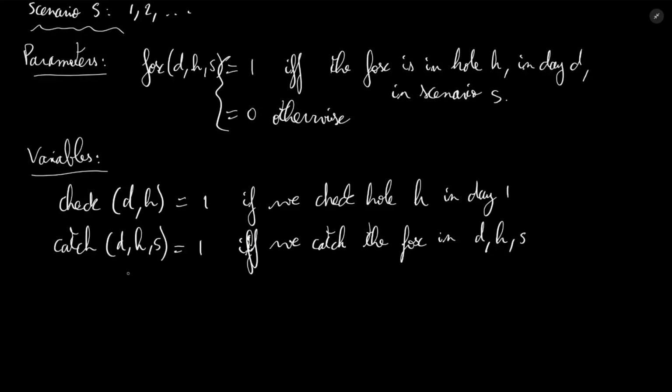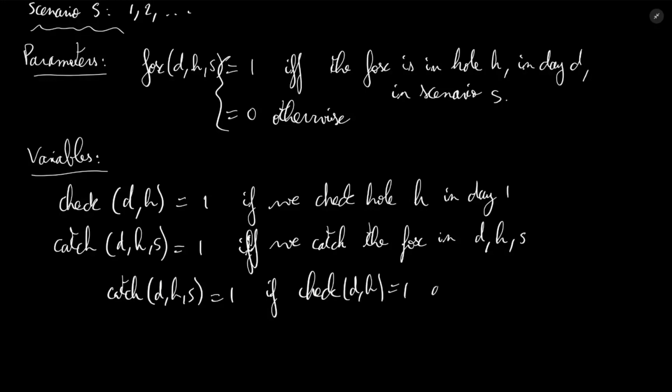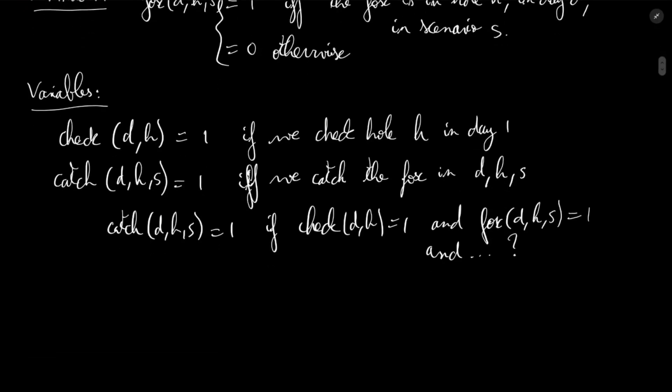So basically, we know intuitively that catch D, H, S is equal to 1 if check D, H is equal to 1 and if fox D, H, S is equal to 1. But there will be other conditions that we are going to see while we continue to build this problem. So let's continue defining the problem here.